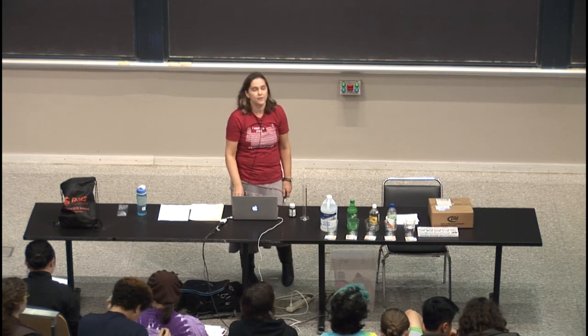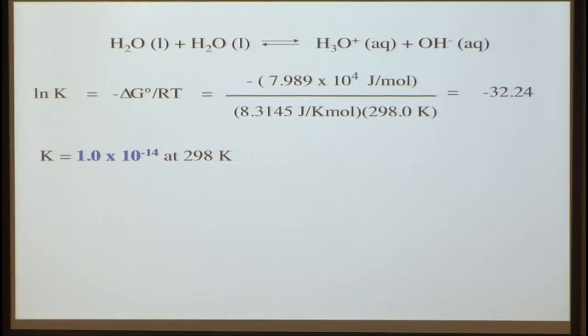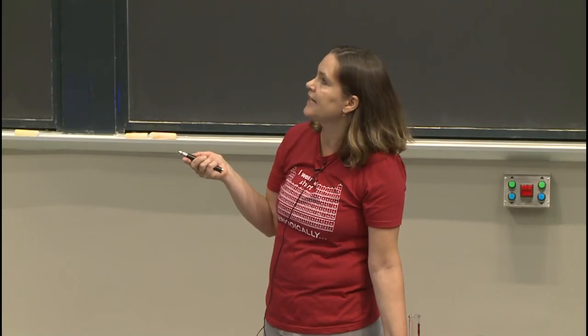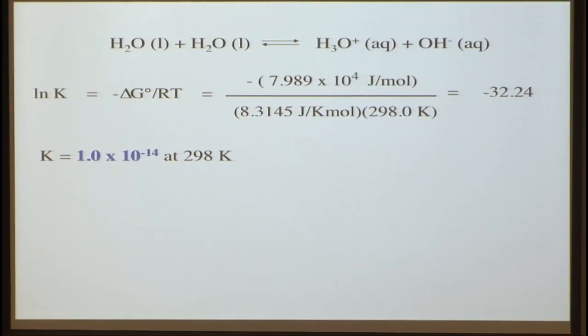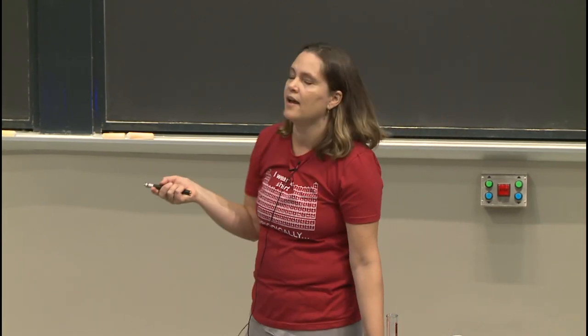You could think about that mathematically from these expressions, or you could think about it in terms of the value for delta G. If we put in our value for delta G naught, which is a positive value, the forward direction of the reaction is non-spontaneous. So we put in our positive delta G naught and our other values, again in joules per Kelvin per mole. We have to make sure that we convert kilojoules to joules, and our units will cancel out. If we do that, we get this value for natural log of K and this value for K of 1.0 times 10 to the minus 14th at room temperature.